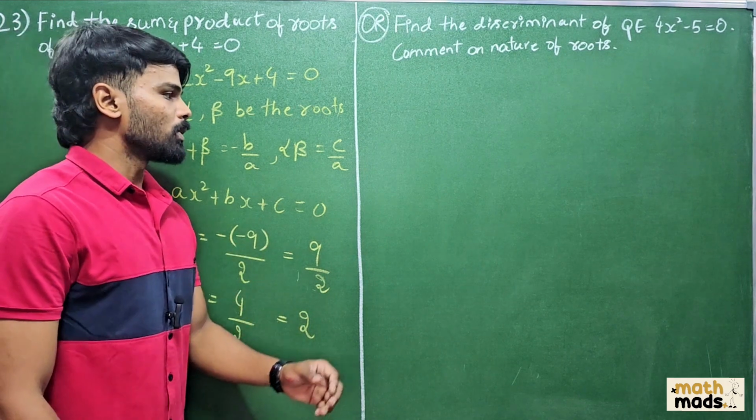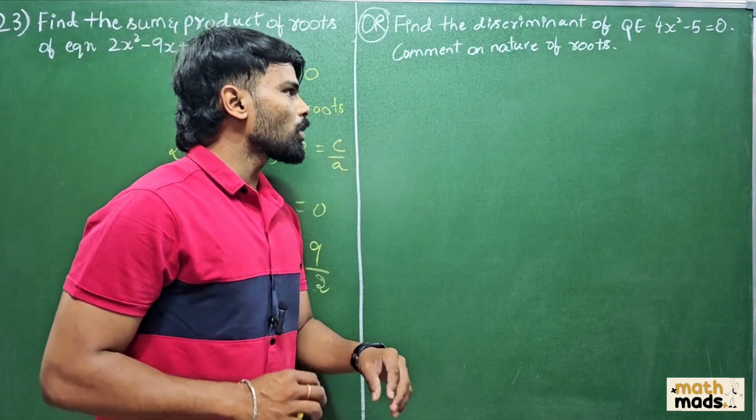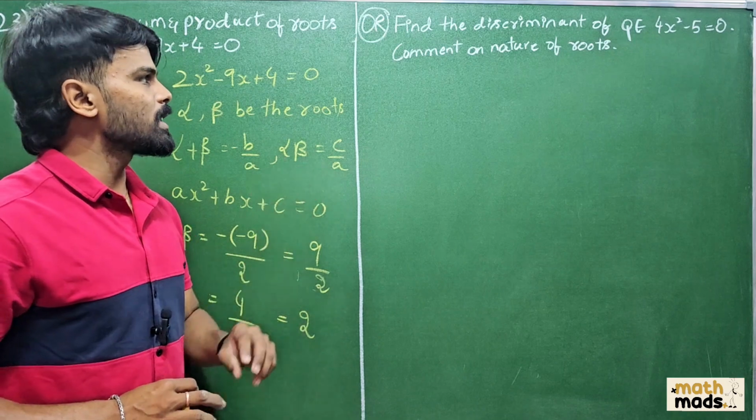Simple problem. Now there is an OR question for the same question. Find the discriminant of the quadratic equation 4x square minus 5 is equal to 0.